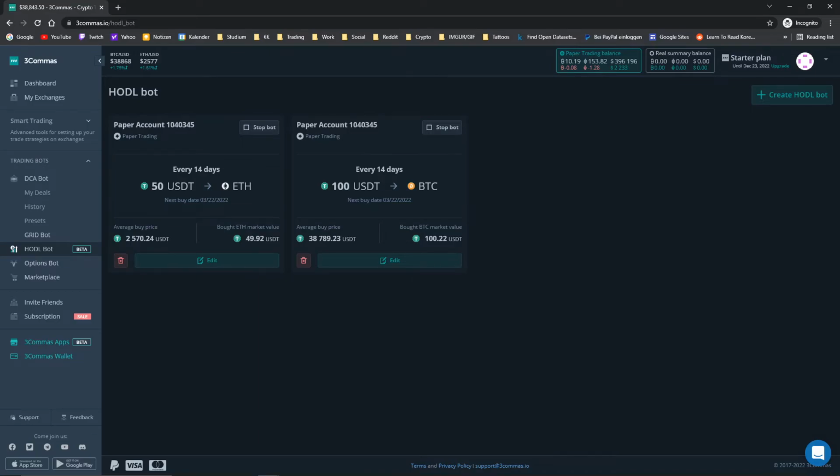So these two bots have both only bought one time so far. So with this bot, I would be in the loss of 8 cents because I bought for $50, but the market value right now is 49.92. In this case, I would be in a profit of 22 cents because I bought with $100 and now it's worth $100.22. With a refresh, you can also see the updated market values, which you can see that it increased and you can see that it's in real time.